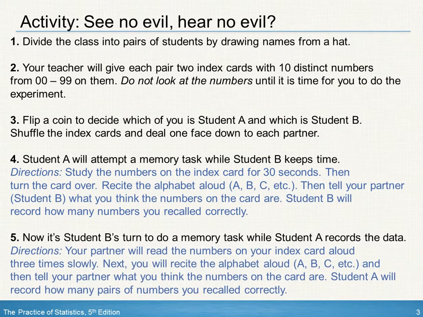Now it is student B's turn to do a memory task while student A records the data. Now this set of directions is a little different. Student A will read the numbers on the index card aloud 3 times slowly to student B. Student B will then say their ABCs aloud and then tell his or her partner what the numbers were on their card. Student A will record how many numbers were recalled correctly.